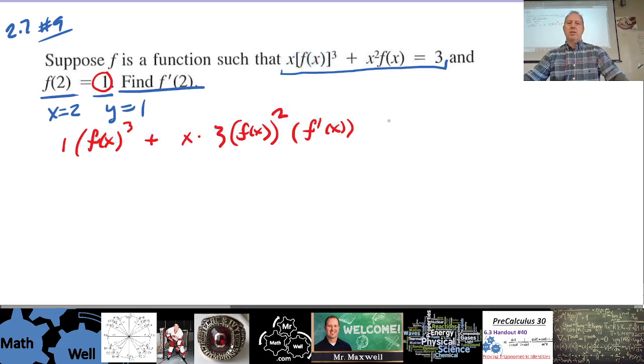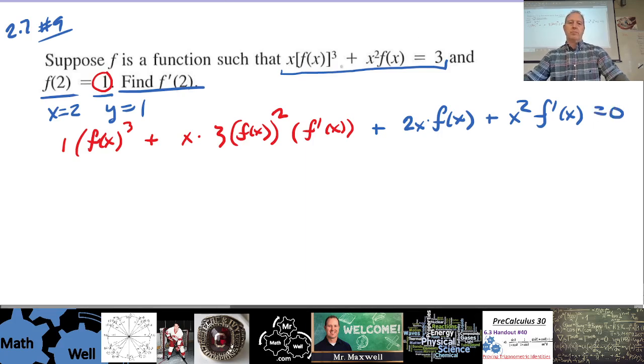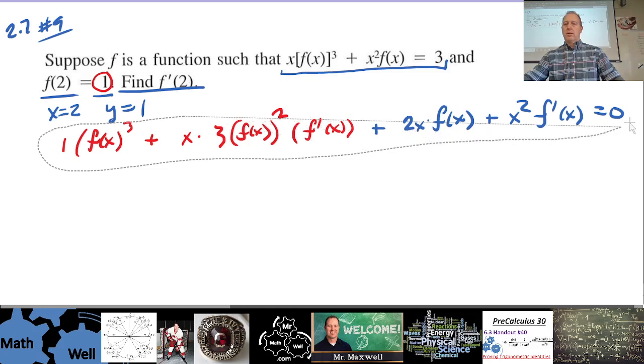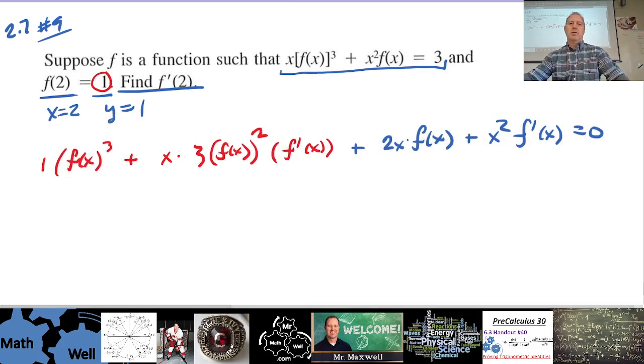Now I'll change colors here. So now we're going to do plus the derivative of the first, which is 2x, times the second, plus the first times the derivative of the second, which is f prime of x, equals 0. Just bring this down a bit. The blue is the second part there. Does that make sense?